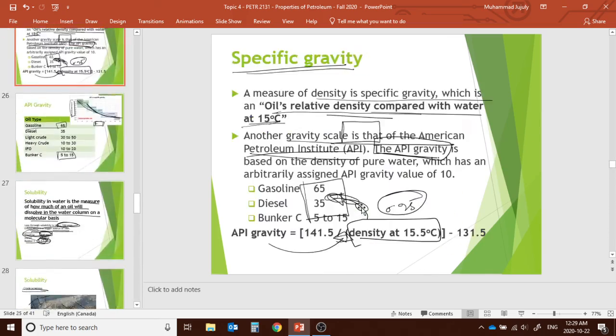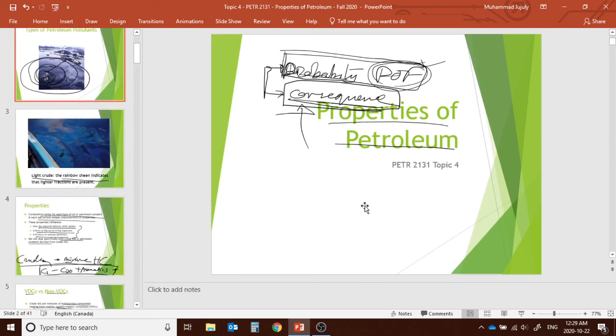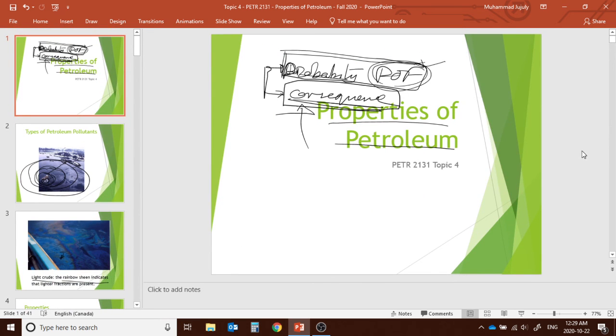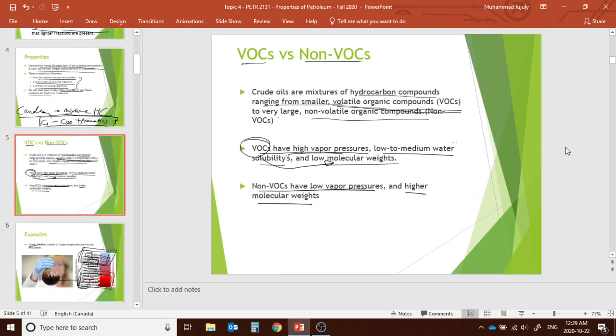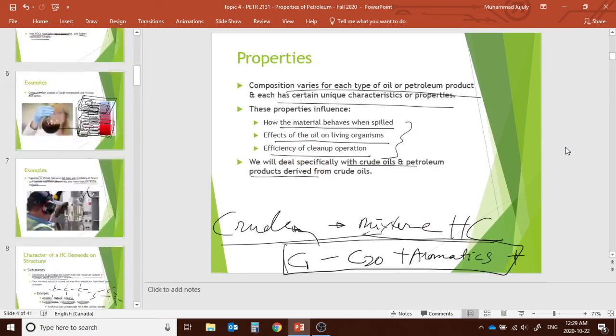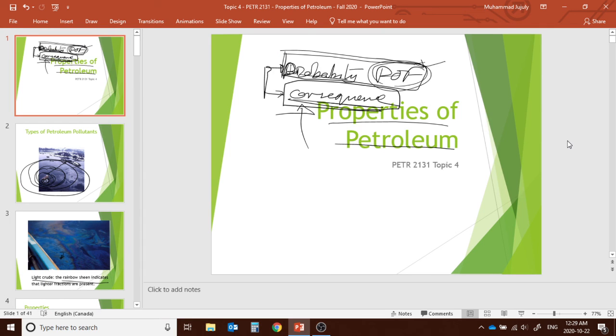We have learned about the different properties of hydrocarbons. Please go through the slides very carefully and learn even more, and go to the references. You will have a better understanding and a better idea about the properties of petroleum, which is a very important part of our course too.